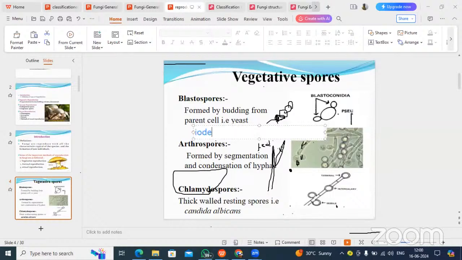Oidia, also called arthrospores, also called oidia. That means these are dehydrated and condensed spores. These oidia are usually found in the rust fungi.